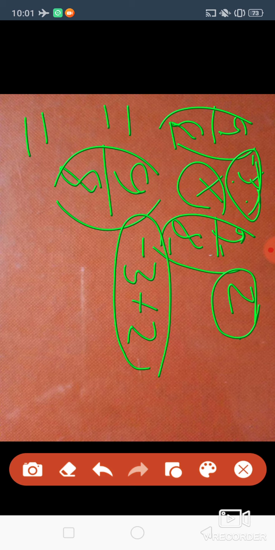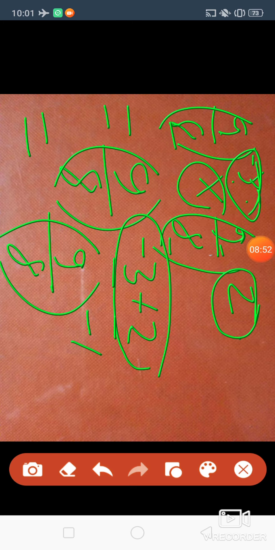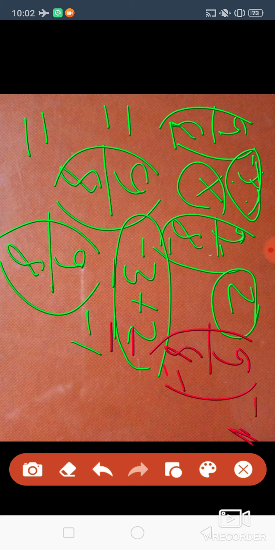So minus 3 plus 2, how much will you get? Minus 1. Now (9/8)^-1. You can see here the exponent is minus. So to make the exponent plus, what do we have to do? This denominator we have to bring into the numerator, and the numerator into the denominator. Then this minus sign will change into plus.